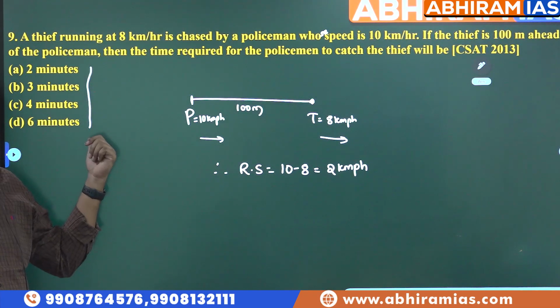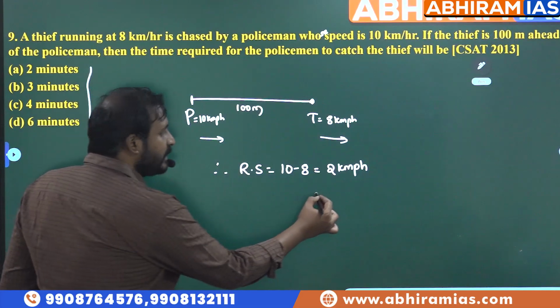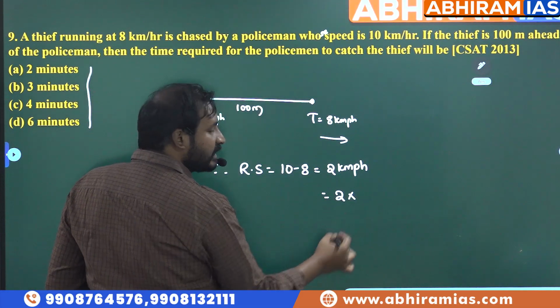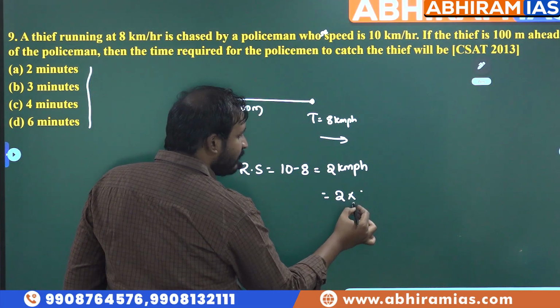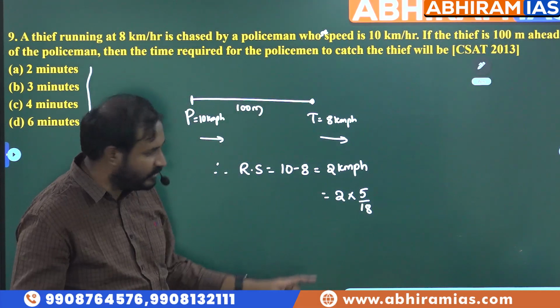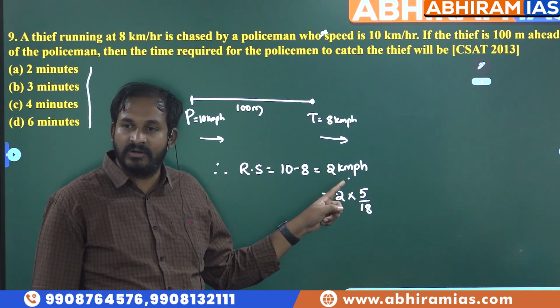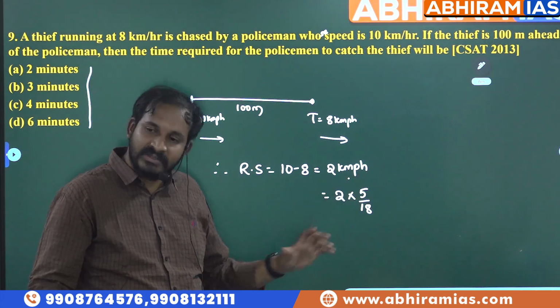So if I get the answer in seconds, I can easily convert it into minutes, right? So I will convert this speed into meters per second. How can I convert? 18/5 or 5/18? 5/18. 1 kilometer is equal to how many meters? 1000. 1 hour is equal to how many seconds? 3600. Write 1000/36.